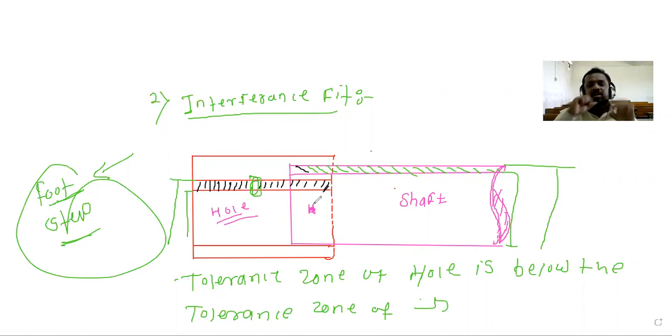Then how will it be inserted into that hole? To achieve this interference fit, it is required to apply force on the shaft. Suppose the size of the shaft is bigger and the size of the hole is smaller. We have to put the shaft on the hole and apply force. You can also hammer it, take a hammer and hammer the shaft, then it will fit.